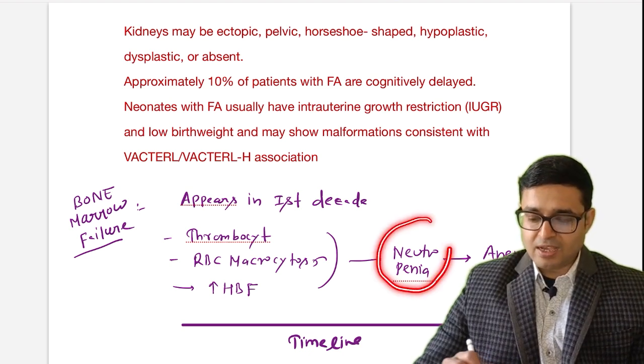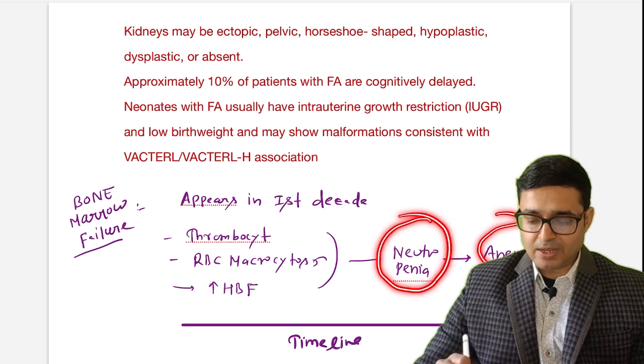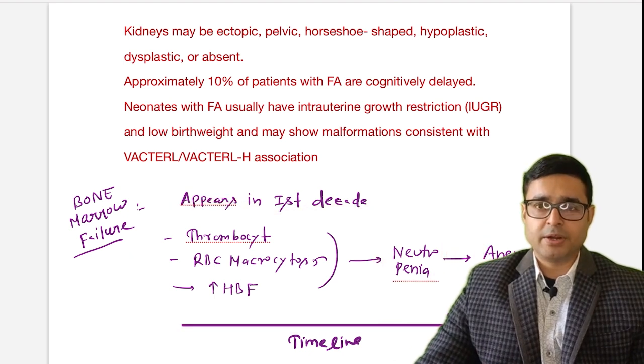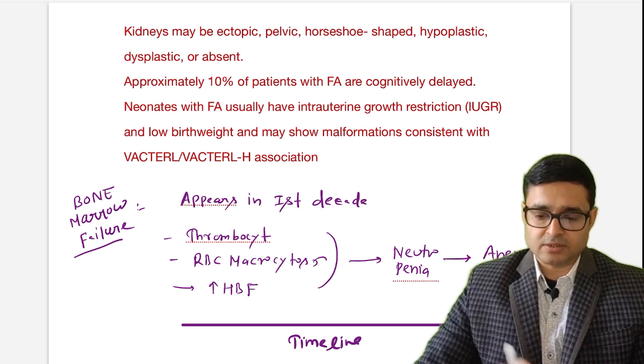Next is neutropenia, anemia, and later aplastic anemia. So this sequence of hematological abnormalities in Fanconi anemia is seen, and it's very important.